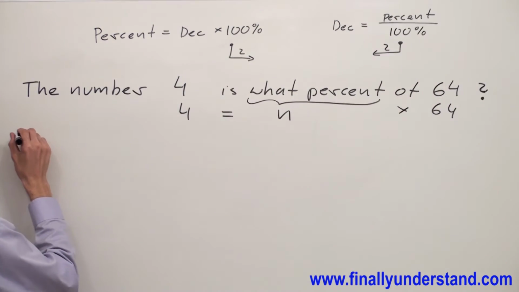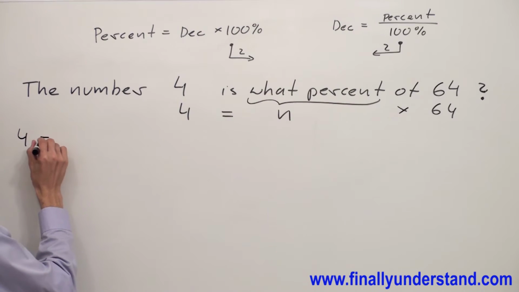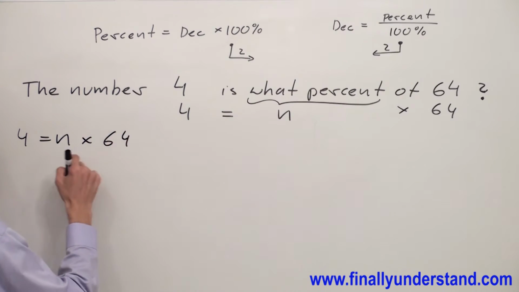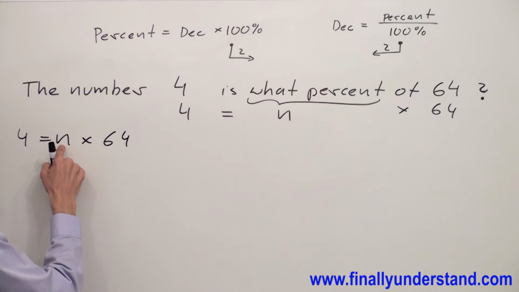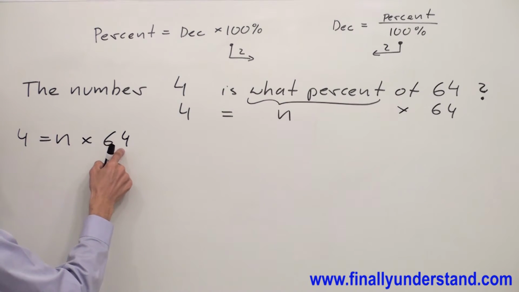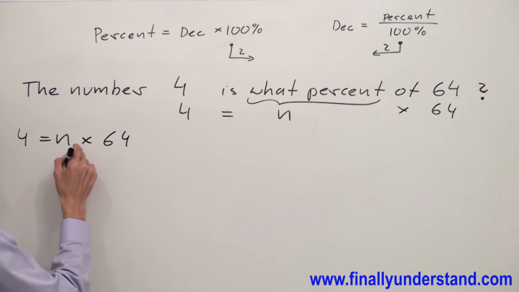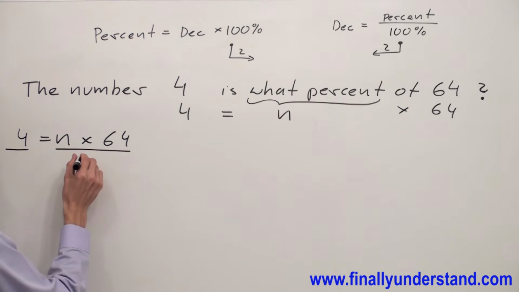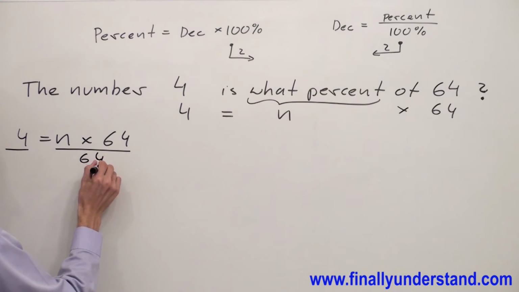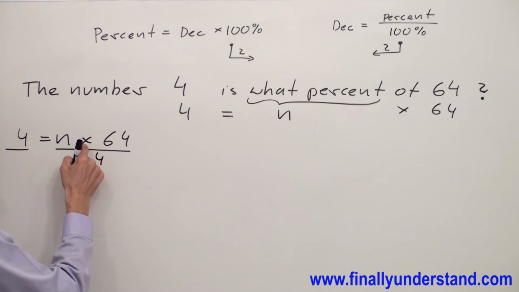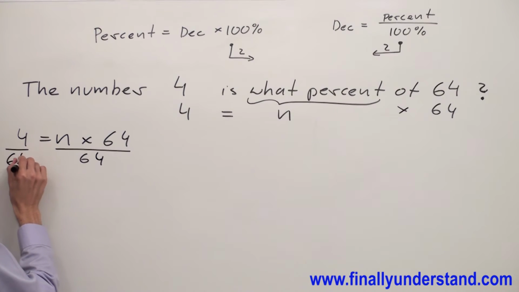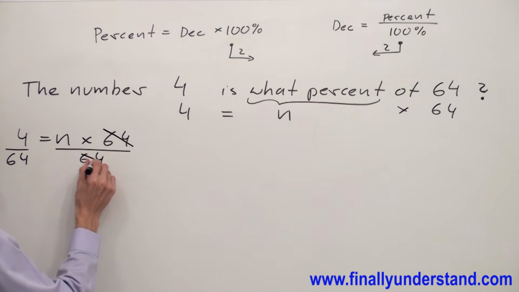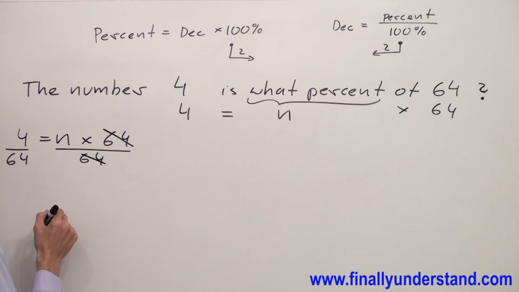Okay, let me write this equation one more time. So I have 4 is equal to n times 64. I'm looking for n. In order to eliminate 64 from n, I have to divide both sides of the equation by whatever is next to n, by 64. Remember, I can do this only for multiplication. So I have 64 and 64 will cancel out.